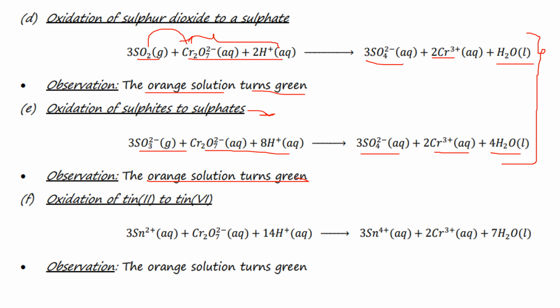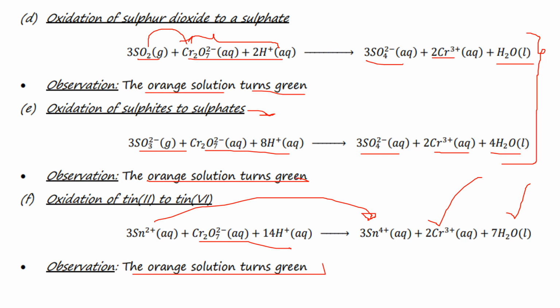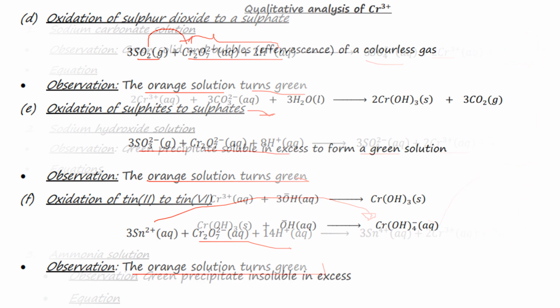I've told you that you must practice balancing these equations as a must. Roman number 5, we are going to look at the oxidation of tin 2 to tin 4. Acidified dichromate oxidizes tin 2 to tin 4 ions, and after oxidizing it gets reduced to chromium 3 ions together with water. The observation here is that the orange solution is going to turn green.